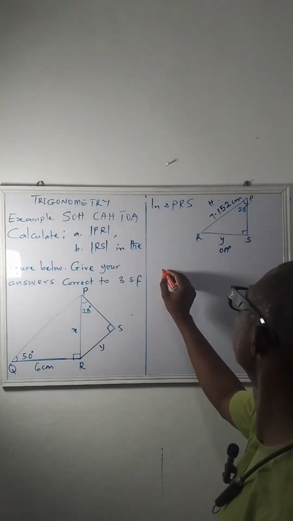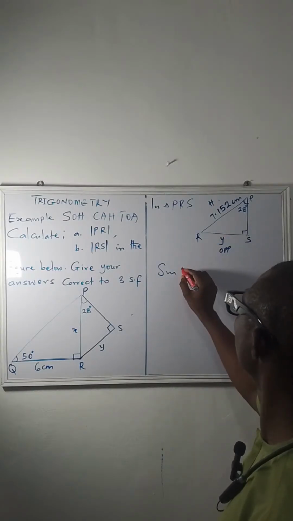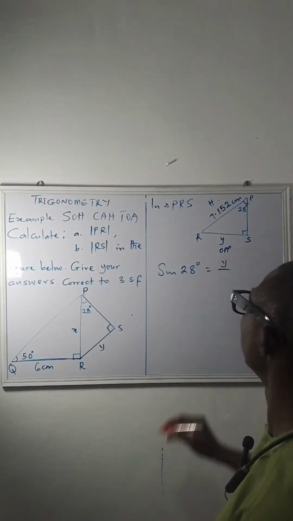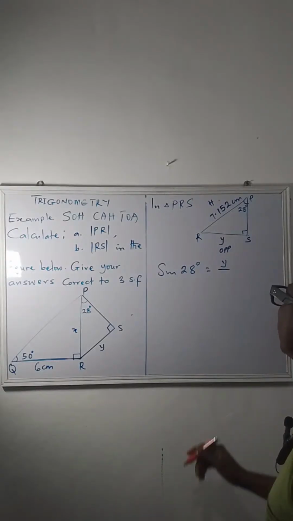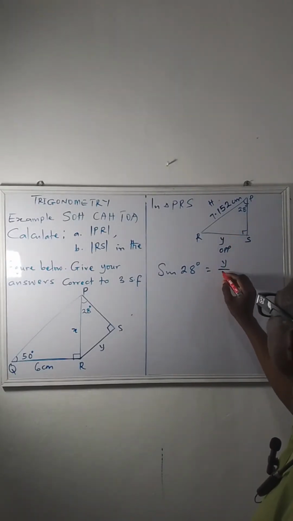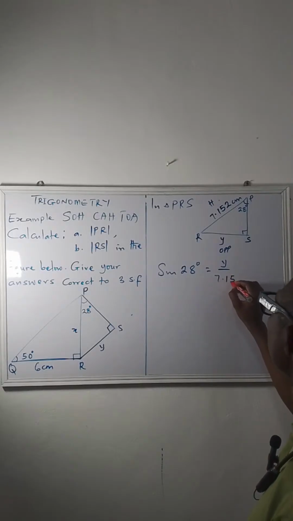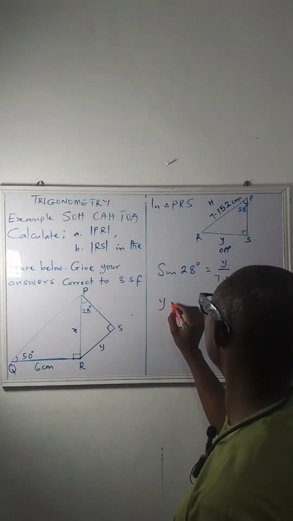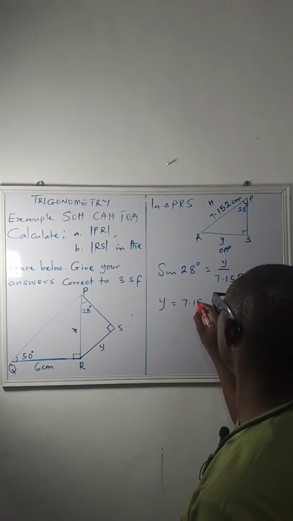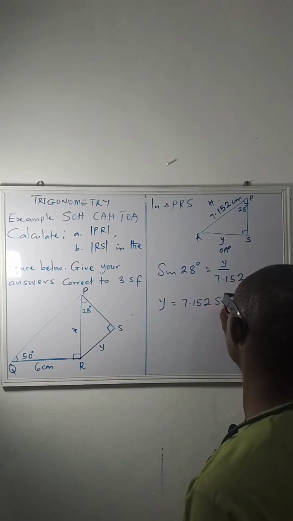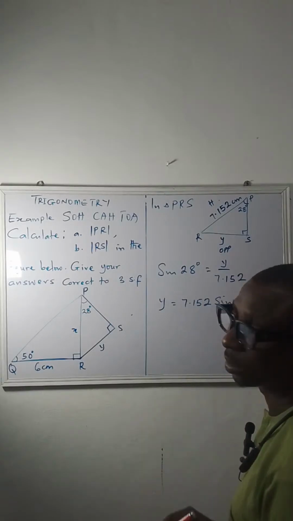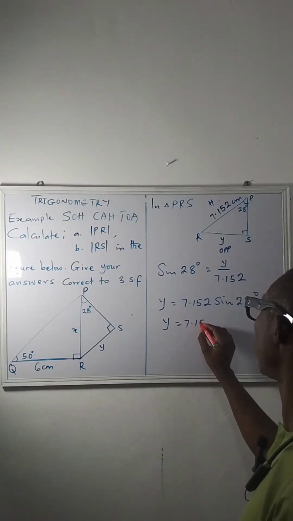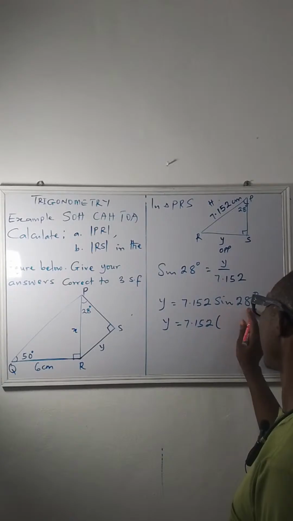So here you write sine 28 degrees equals to opposite. Opposite is y here, which is the same thing as RS, over the hypotenuse. So we have 7.152. Okay, so here you can cross multiply. So you have y equals to 7.152 times sine 28 degrees. So y equals to 7.152 times, now can we get this?